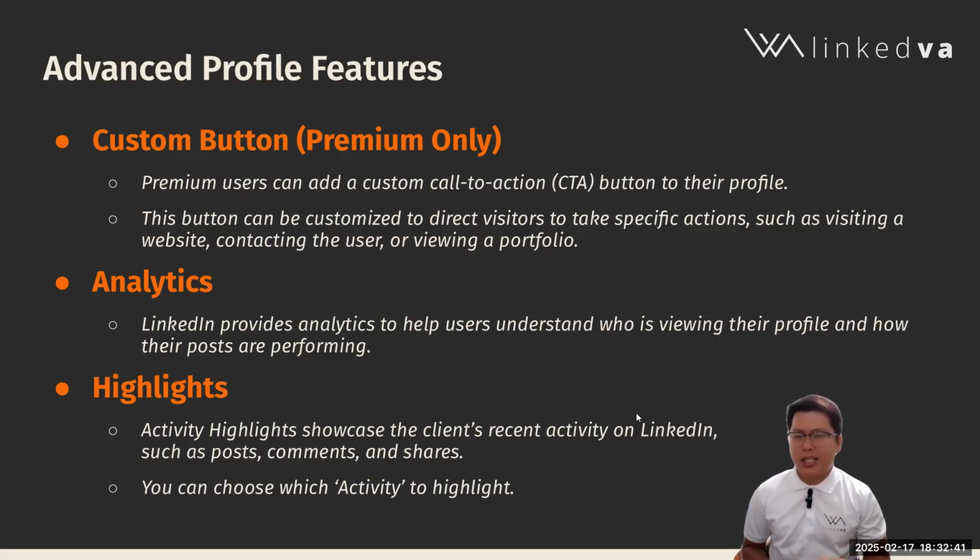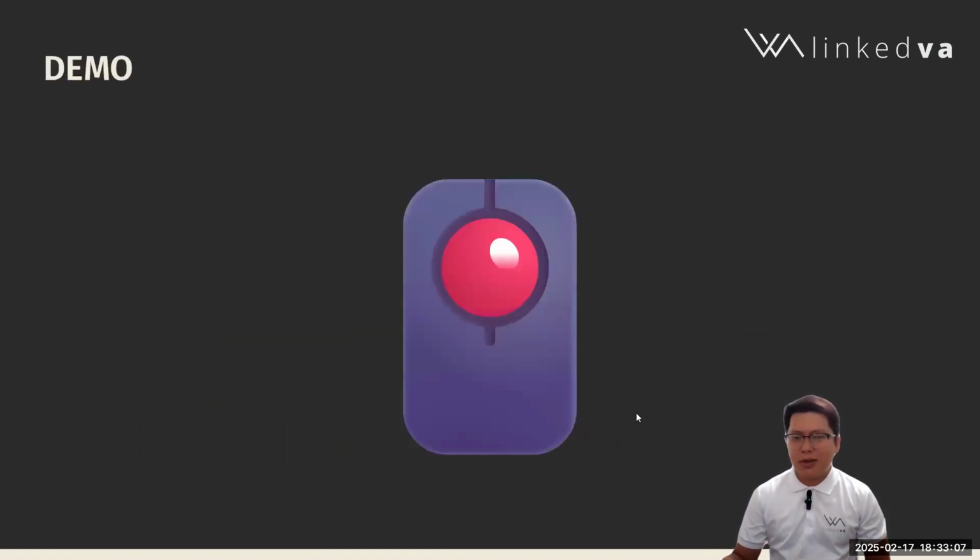Next, the analytics would also help you in determining which posts are actually doing good. And lastly would be the highlights. You can make a few tweaks to the highlights to make sure that it actually showcases the things that your clients want people to see. All right, so I'm going to give you a quick demo.